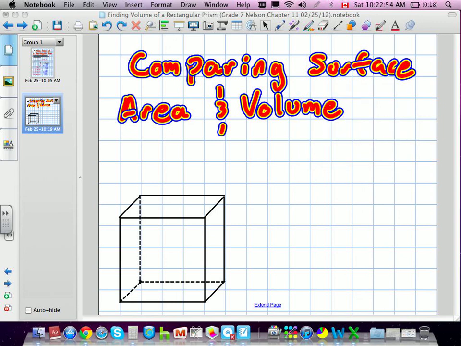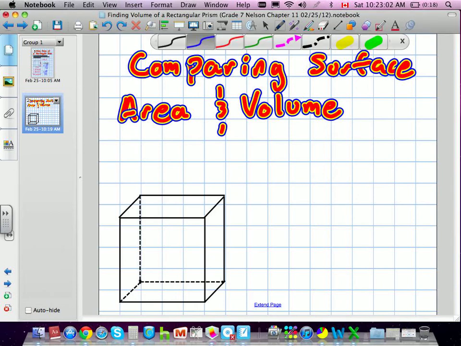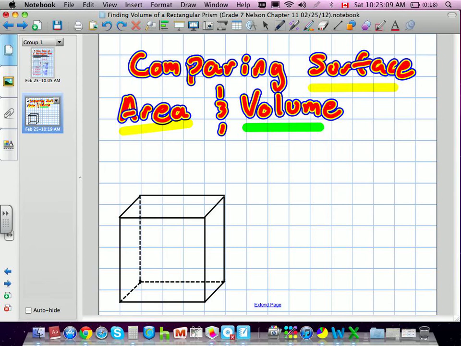Okay, so we're going to do comparing surface area and volume. We have our rectangular prism here, and on this rectangular prism, we can find two very different things. I can find the surface area of this prism, or I can find the volume of the prism. They're going to give me actually different numbers, but I want to explain what the difference is.